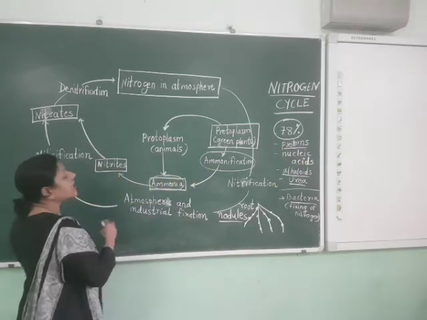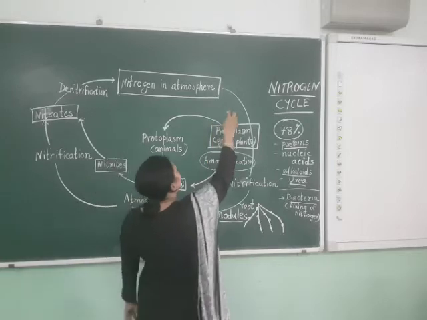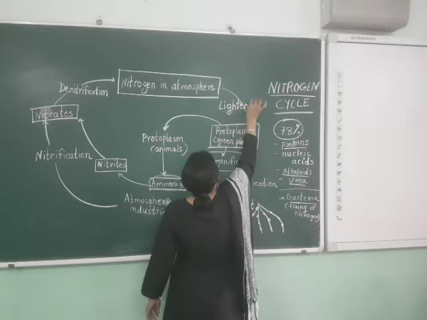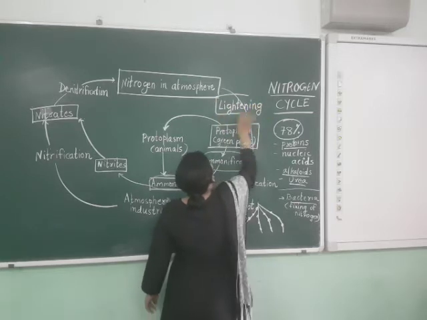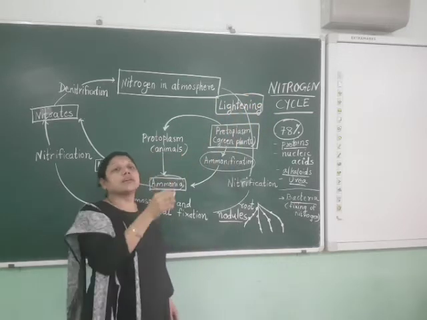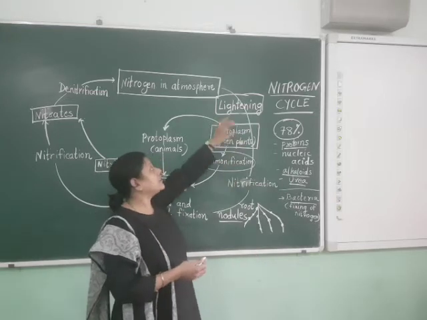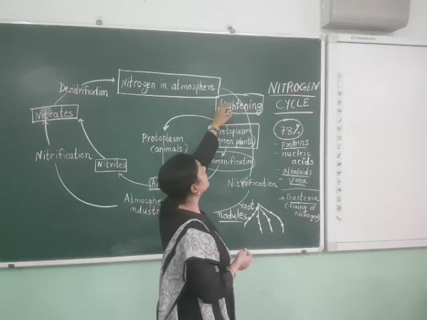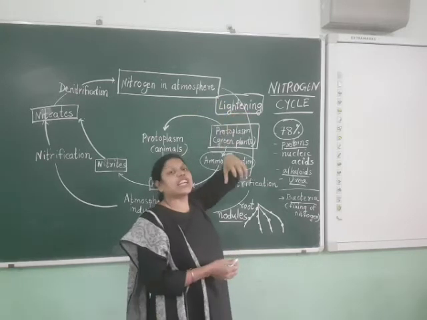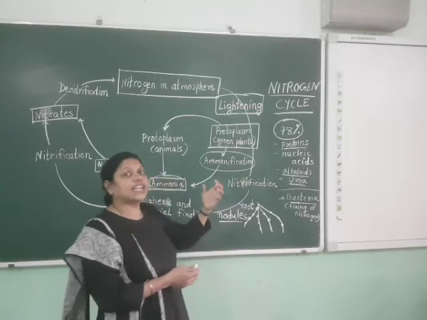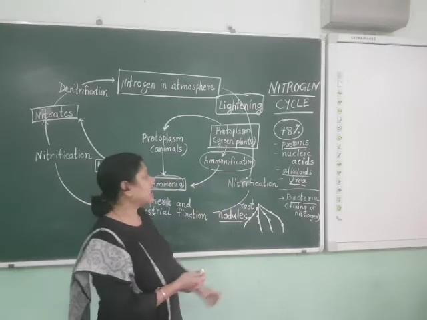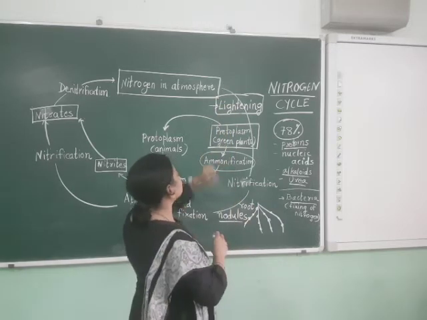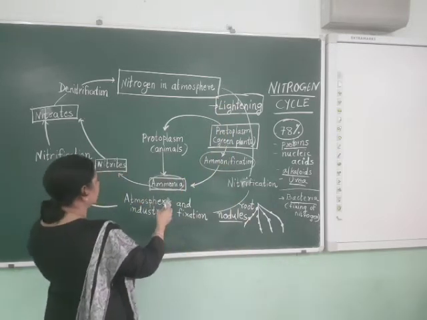Okay, now there is another method. It's a natural process, and that is lightning. You might have observed lightning. Lightning is a natural process. When lightning takes place, the free nitrogen that is present in the air gets fixed into the soil. So that is another process which helps in the fixing of nitrogen into the soil.